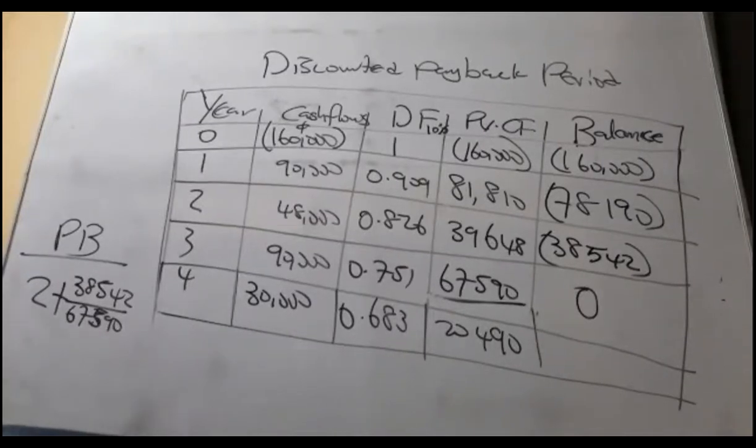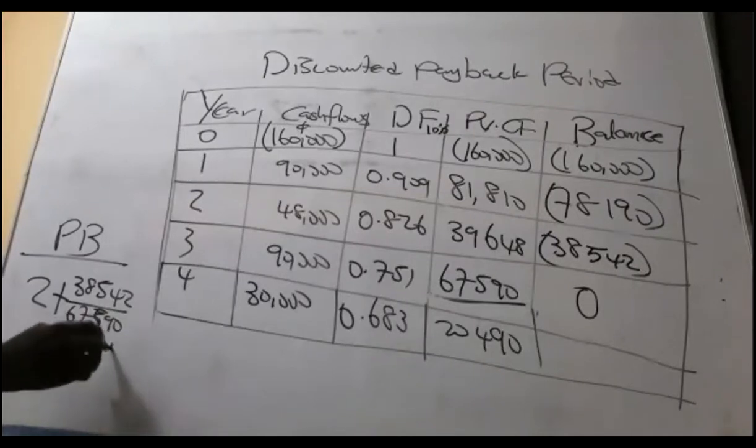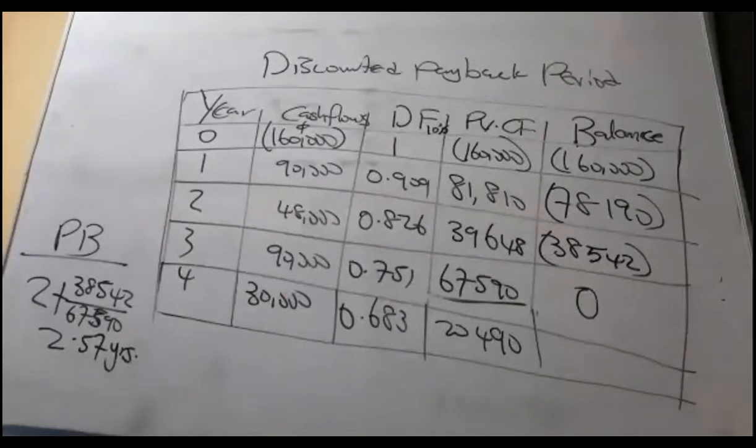So this one will give us 38,542 divided by 67,590. That'll give us 57, so it will be 2.57. 2.57 years. Good. So this is in years. What if you want some years and months?